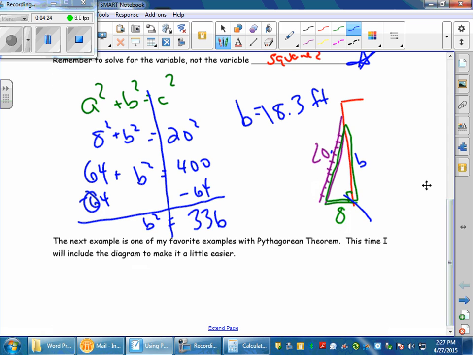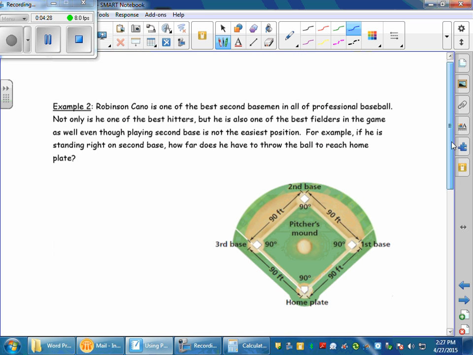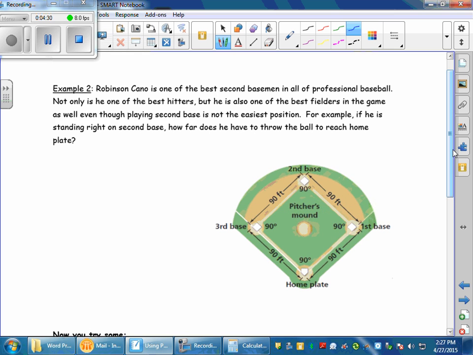The next example I really, really like. It's hard to find the triangle here, but I did start to draw the picture a little bit for you. So example 2: Robinson Cano is one of the best second basemen in all of pro baseball. Not only is he one of the best hitters, but he's also one of the best fielders in the game, even though second base is not the easiest position.